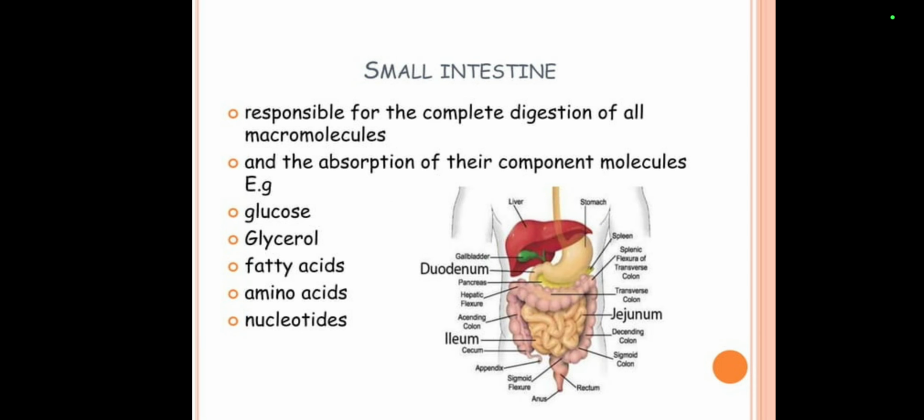Okay, let's move forward with the parts of the digestive system, and that is the small intestine. Small intestine basically is responsible for the complete digestion of all macromolecules. So meaning to say, the small intestine is the one who actually helps us to digest our macromolecules.